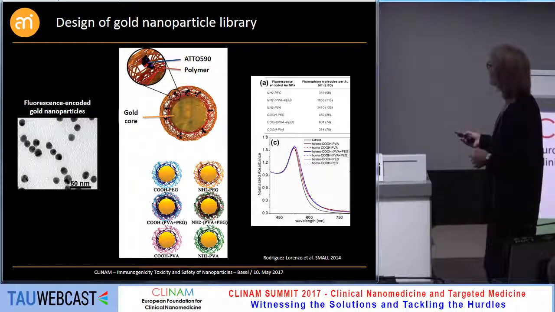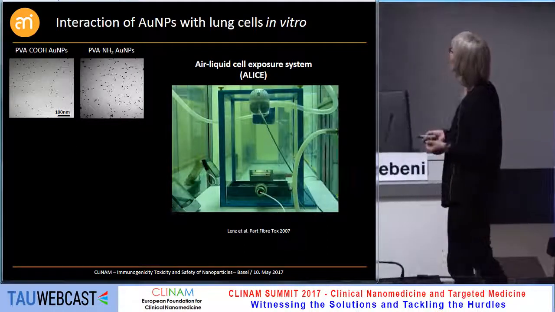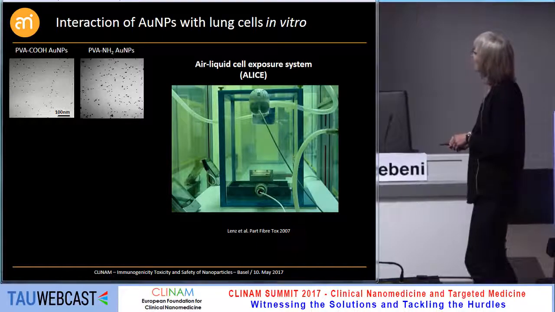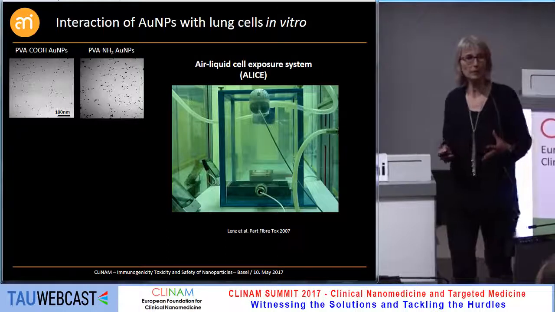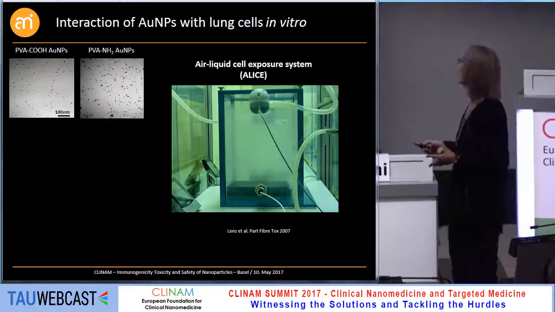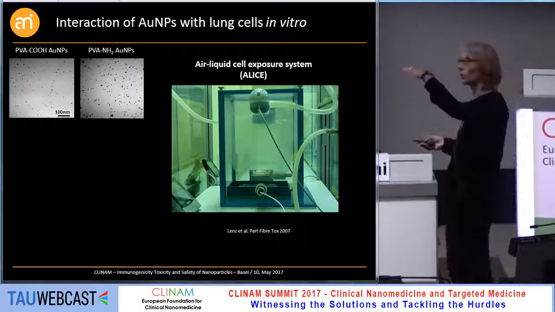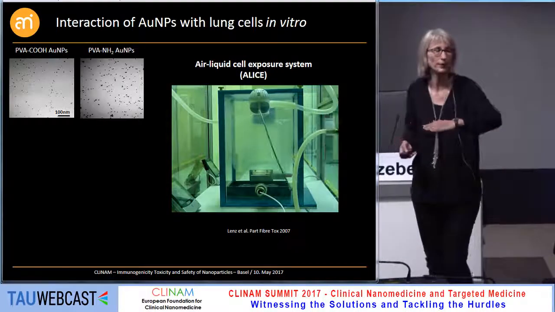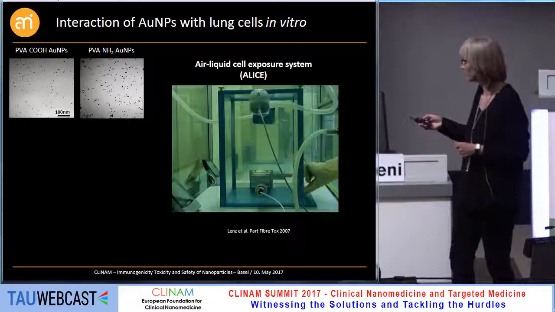Then we assessed the toxicity and the uptake of these particles by a so-called air-liquid cell exposure approach, where we try to mimic the inhalation of these aerosols in vitro. You see here the drops which are generated, and then these drops sediment homogeneously on the surface of the lung cells, which can be cultured at the air-liquid interface.